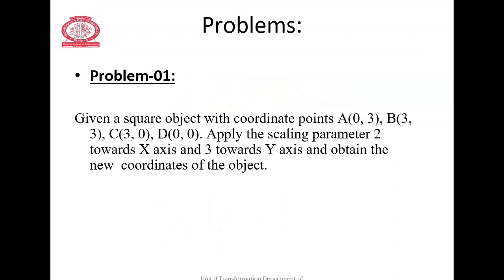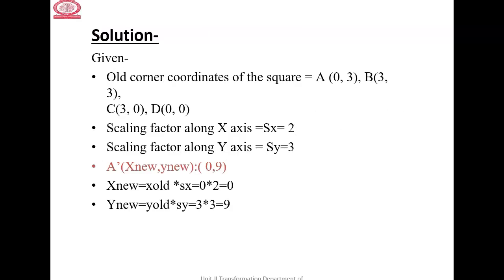Now we'll consider a problem regarding scaling. Here the square is given, the same square: A (0, 3), B (3, 3), C (3, 0), D (0, 0). You have to apply the scaling values Sx equals 2 and Sy equals 3, and obtain the new coordinates of the object. Here the old coordinates of the square are given, A, B, C, D. The scaling factors are Sx equal to 2, Sy equal to 3. Now we need to calculate A dash, that is x new, y new. For every point we need to calculate the new coordinates. So we will call those new points A dash, B dash, C dash, and D dash.